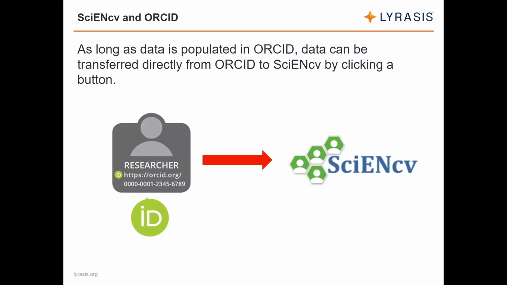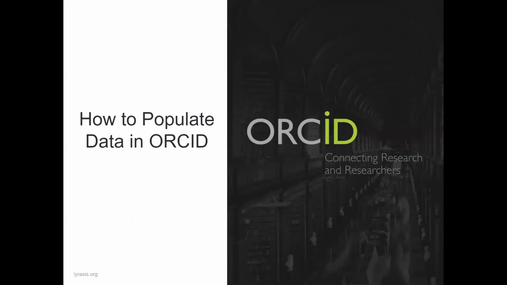This is one of the ways that ORCID can benefit you. As long as you have data populated within your ORCID record, you can save time and reduce your administrative burden when doing your SciENcv Biosketch. Because SciENcv and many other systems are integrated with ORCID in this way, ORCID is basically a central hub and a recommended place to keep track of all of your affiliations and activities.